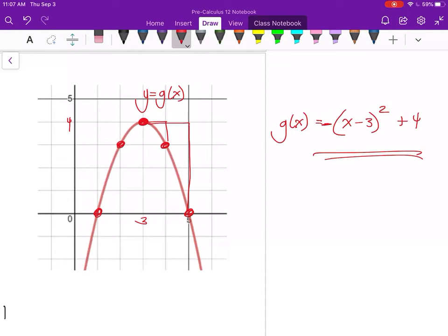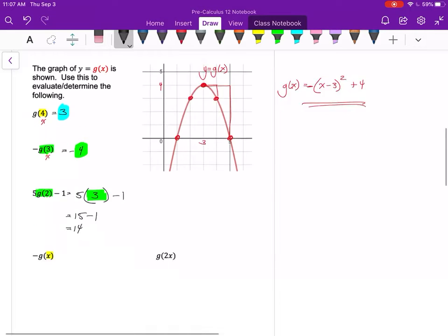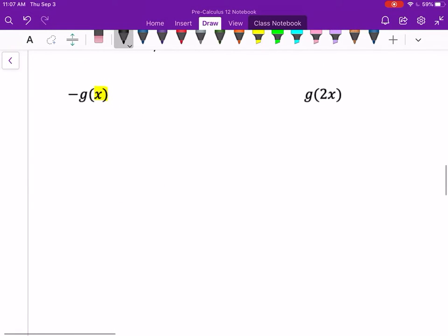Now, I will say the very next lesson is reviewing these sort of details from quadratics. So if what I did there was pretty fast, fair enough. Hopefully it sounds familiar. All right, so now that I know the equation of g of x, let me write that down here again. Now that I know that g of x is negative (x minus 3) squared plus 4.